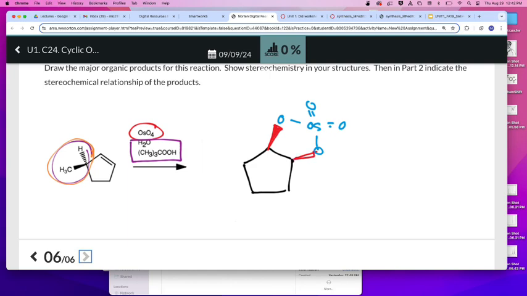There is no physical way I can get that to be wedged and the other one to be dashed with that small of a ring. I do have the possibility where they're both dashed. Why do I get both those possibilities?